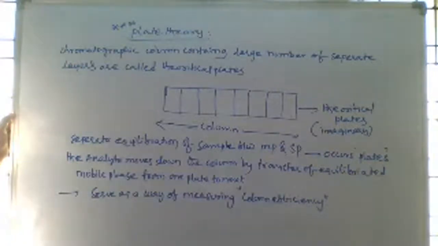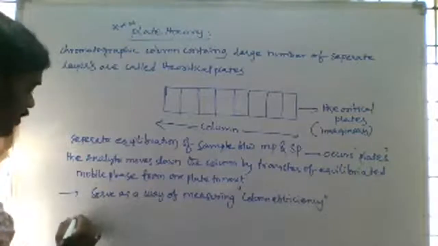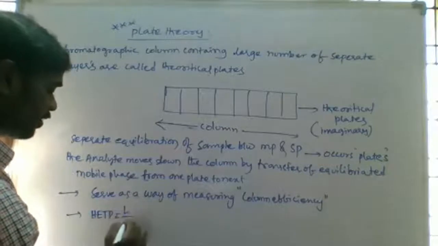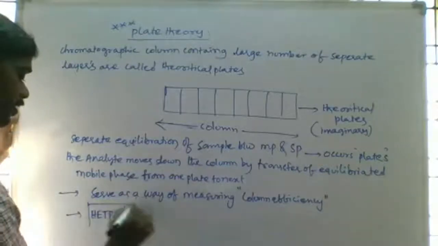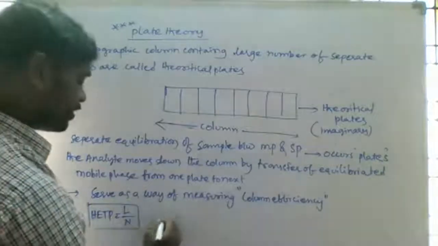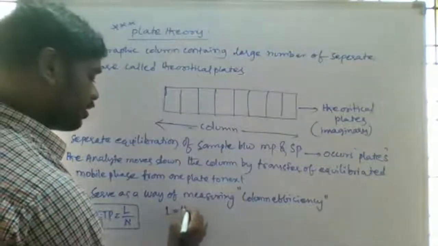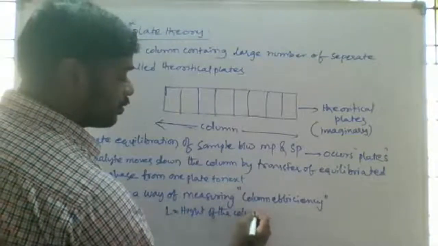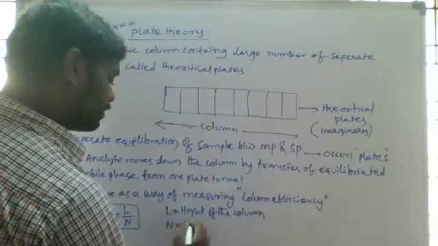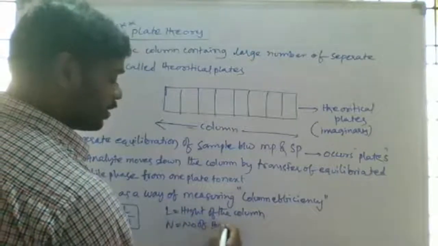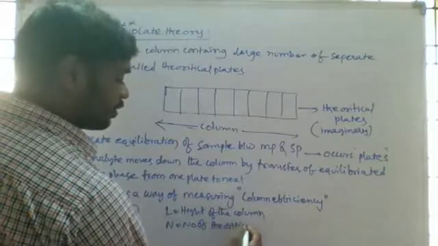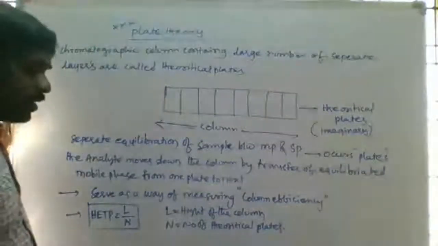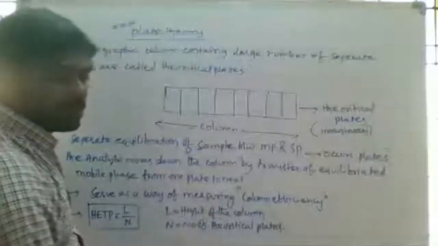So the height equivalent of a theoretical plate can be calculated by L by N. HETP is equal to L by N, where L means the height of the column and N means the number of theoretical plates.